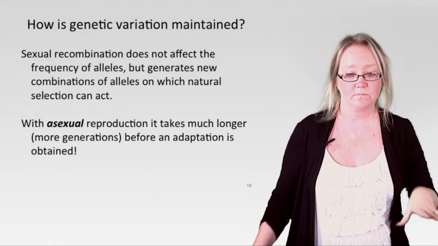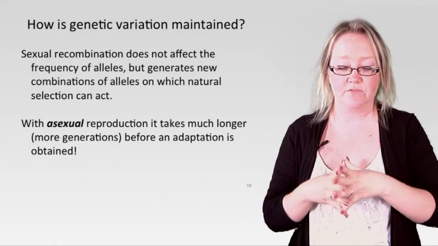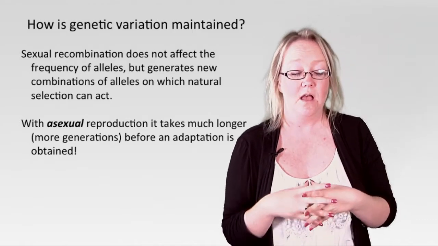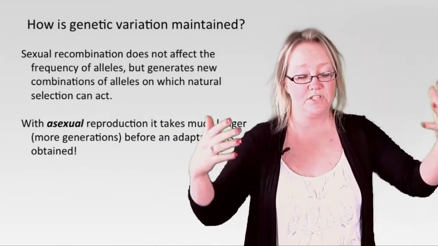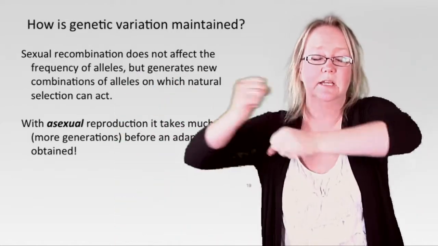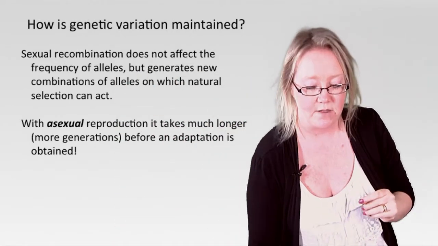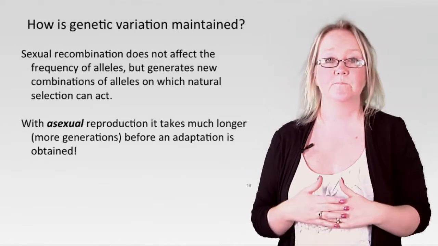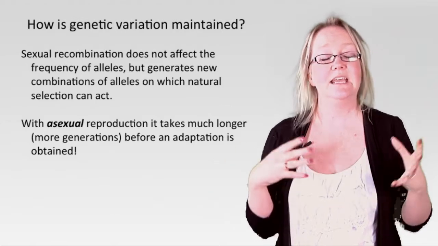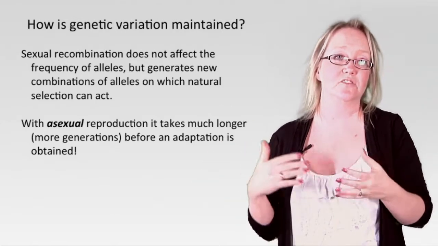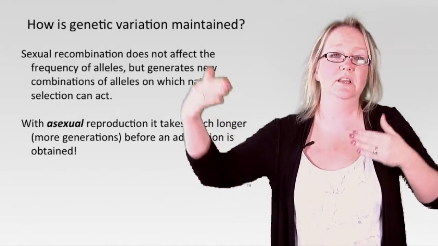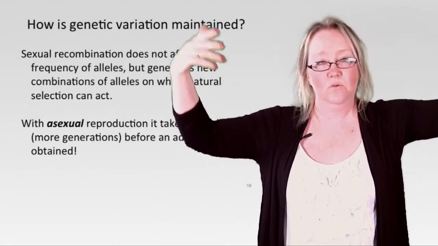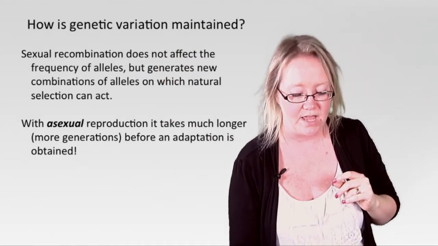So, sexual reproduction does not affect the frequency of alleles, but generates new combinations of alleles. All right, we talked about that already. We're not affecting frequency, but we're just basically putting everything in a bag and shaking it up and dumping it out and seeing what comes out. So, asexual reproduction, as I said, not a whole lot of variation. If something is actually going to change within that asexual population, it takes a really, really long time for a potential mutation to suddenly show up, and way longer than sexual reproduction because you just don't have that variation.